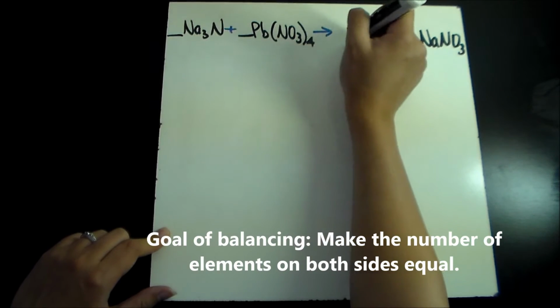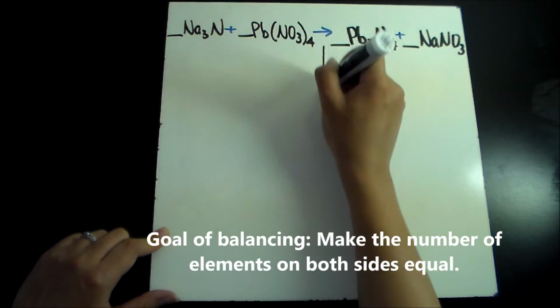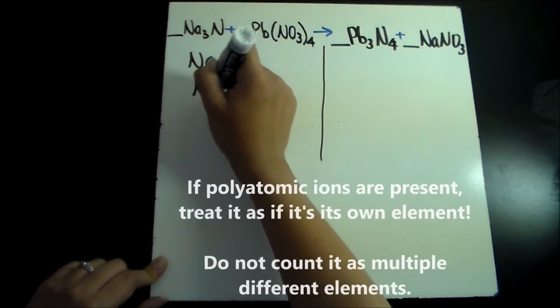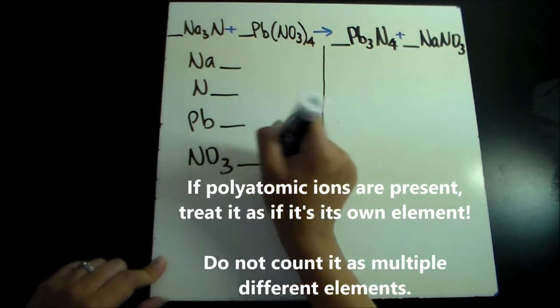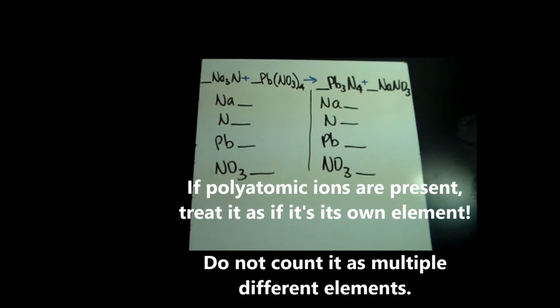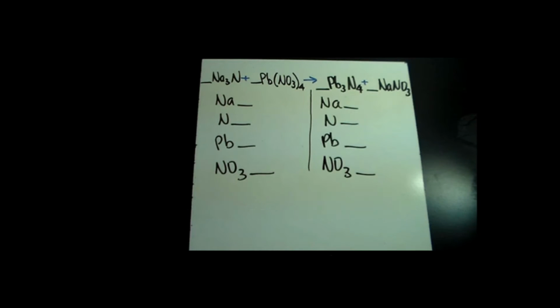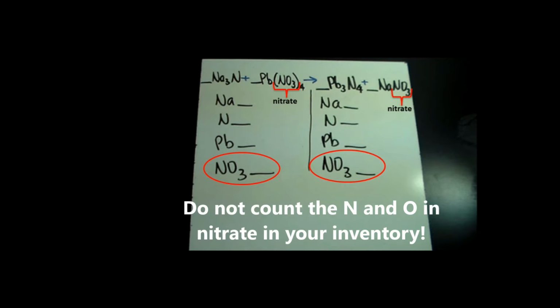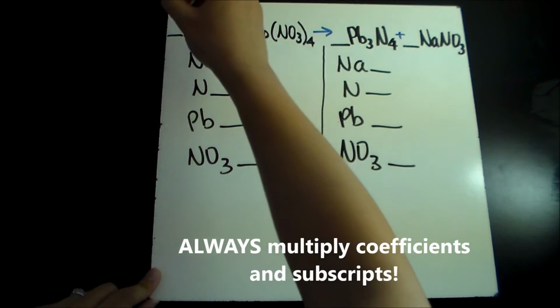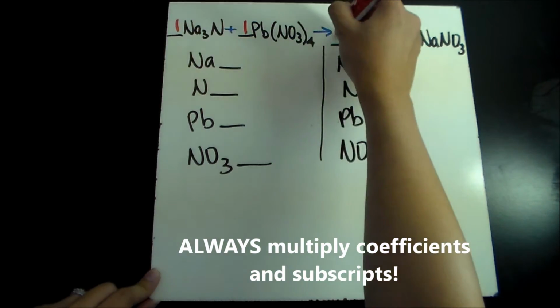Remember, the goal of balancing is to make the number of each element on both sides of the reaction arrow equal. First, take an inventory of all the elements on either side. However, if there are polyatomic ions present on both sides of the reaction, treat it as if it's its own element and do not count it as multiple different elements in your inventory. In this example, there is one polyatomic ion present on both sides of the reaction, nitrate. So when taking an inventory, treat it as a separate element and do not count the nitrogen and oxygen in nitrate. As a reminder, always multiply coefficients and subscripts.